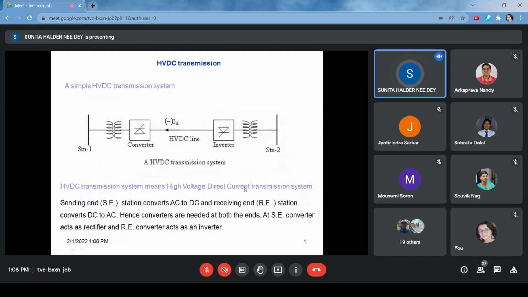So HVDC transmission. Till now we have learned about HVAC transmission, and we have actually shifted from DC transmission to AC transmission because most of the equipment of our utility that we use is AC. So it is better to use AC. And along with that, AC has several advantages also. It has one disadvantage, that it has reactive power issues, that is unwanted power in power transmission. Otherwise, it is advantageous in many aspects.